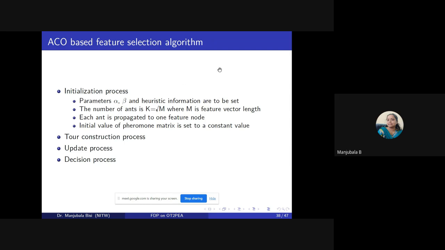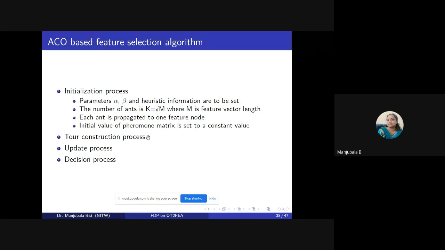So for the feature selection problem, how to fix the number of ants? In the TSP, we have fixed M, the number of ants, to be less than or equal to N, the number of nodes. But in the feature selection problem, as per the literature, the number of ants should be root over M, where M is the feature vector length. So root over M: if 16 features are there, you can consider the number of ants equal to 4. So each ant is propagated from one feature node, or from one group of features, to another group of features.